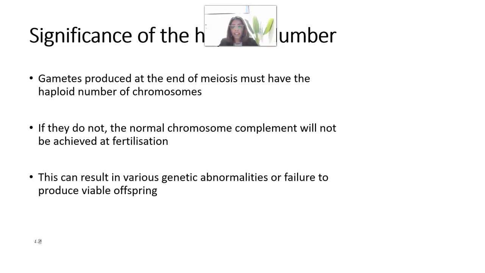chromosomes. And that can actually result in genetic abnormalities, which we will discuss, or it could result in failure to produce viable offspring. What that means is that you wouldn't have babies that are born, which would significantly affect the human population.